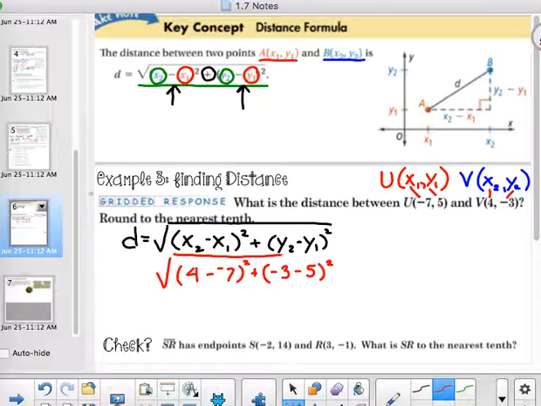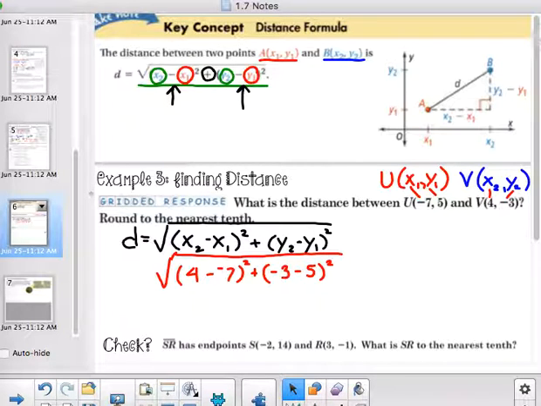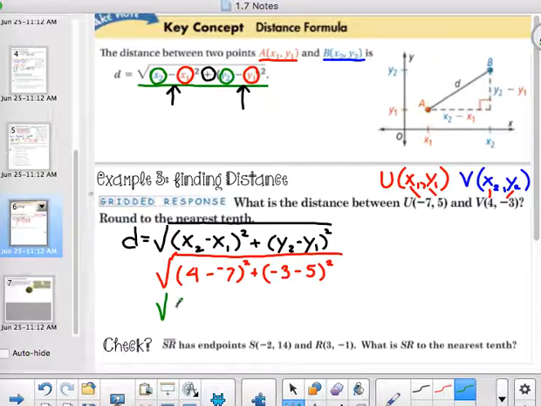Please remember order of operations. Order of operations says I first must work on the inside of my parentheses. So we have negative 4 minus negative 7. That becomes 4 plus 7. 4 plus 7 gets me 11. So we have 11 squared. Plus negative 3 minus 5. Negative 3 minus 5 gets me negative 8. So we have negative 8 squared.